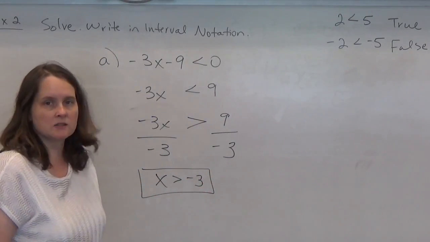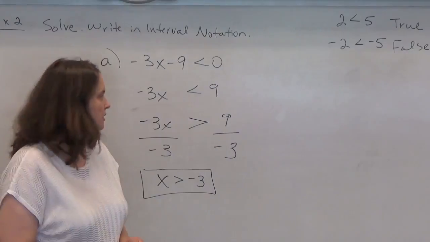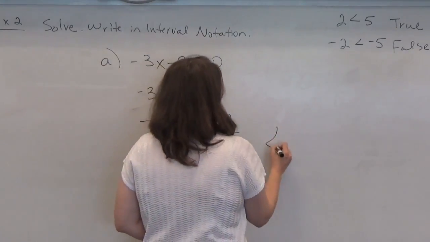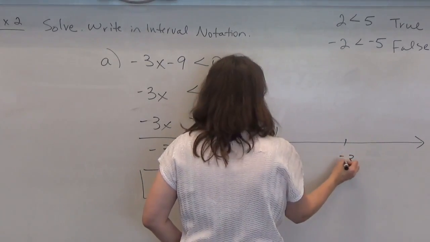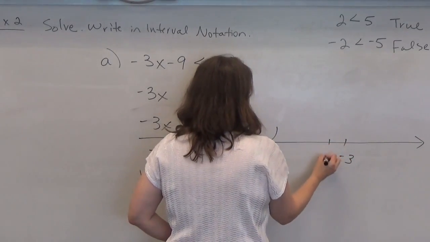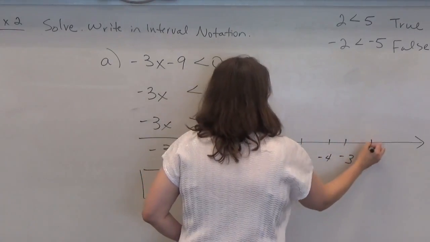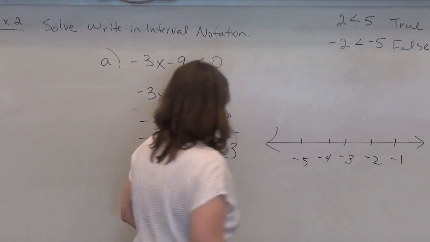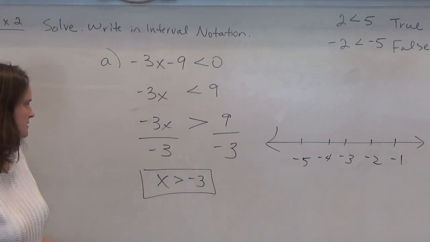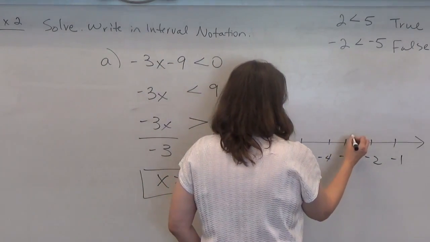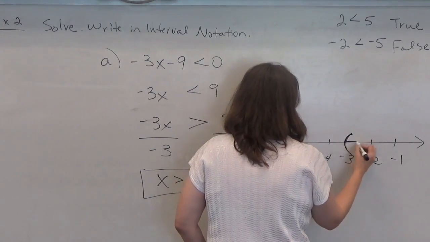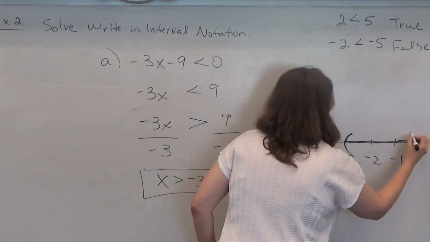We're asked to give the answer also in interval notation. Look at the graph first. I've got negative 3 right in the center, and then I need some numbers on each side of negative 3. I need to graph x greater than negative 3, so you can do the open circle, but I'm going to go ahead and use the round parentheses now. Shade everything to the right side.